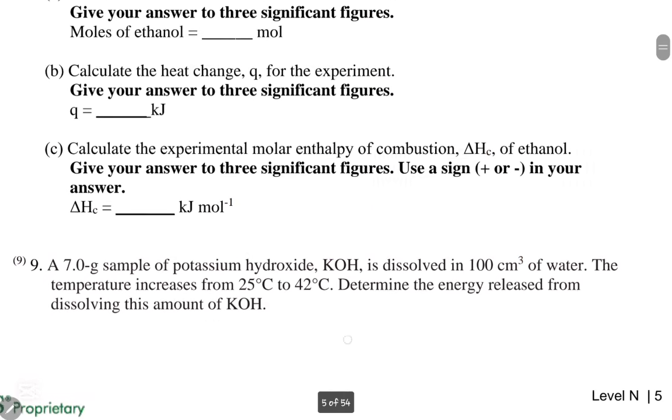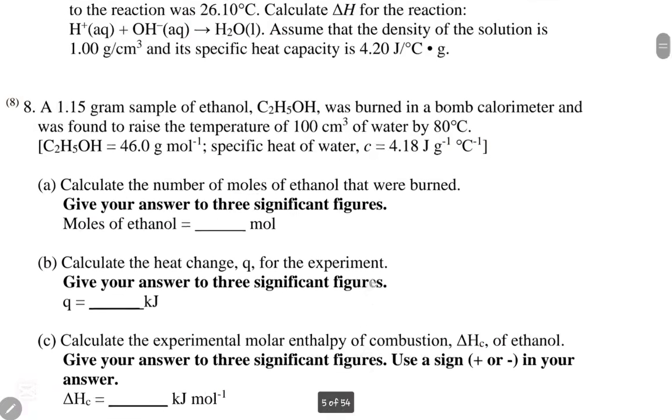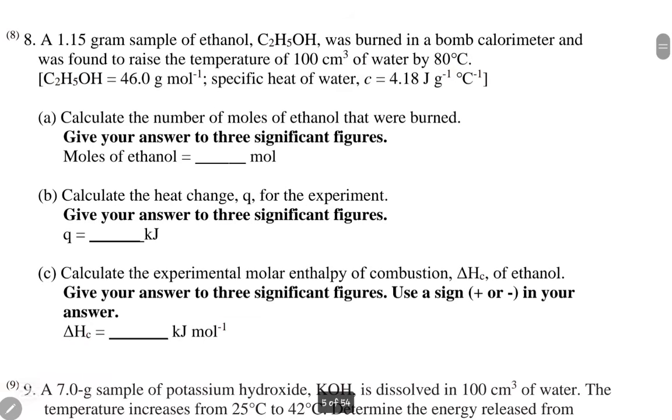They said calculate delta H of combustion. Okay, so let's go up and see the given again. C2H5OH was burnt and raised the temperature of water by 80 degrees Celsius. So now what I can see over here is that they're helping me build up my equation. They told me to find the moles of ethanol. They told me to find Q of the experiment. So now what am I going to do? To find the experimental molar enthalpy change of combustion, I'm going to do delta H is equal to minus Q over n.